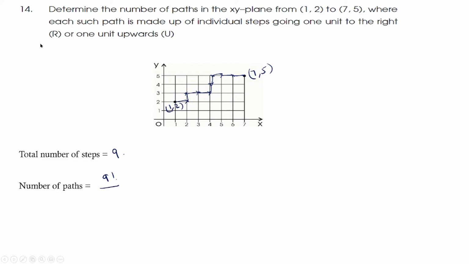Here, since each unit to the right or each unit upwards is the same, the number of paths will be 9 factorial upon 6 factorial into 3 factorial. So this is equal to 9 factorial, which we write as 6 factorial into 7 into 8 into 9, upon 6 factorial into 2 into 3. So this is equal to 84. So the number of paths is 84.